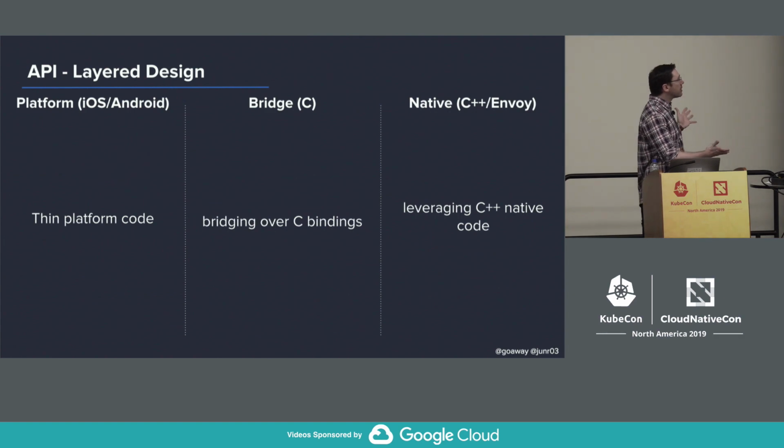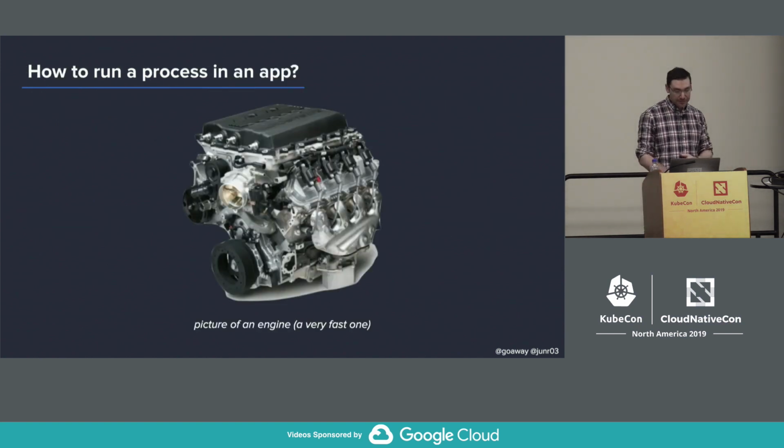Again, this sort of forms 3 different layers in our library. We have the platform code written using high-level platform constructs. We have our bridge code, which bridges between the two and provides a platform-agnostic layer. And finally, we have the code which actually works directly with Envoy and leverages its native types.